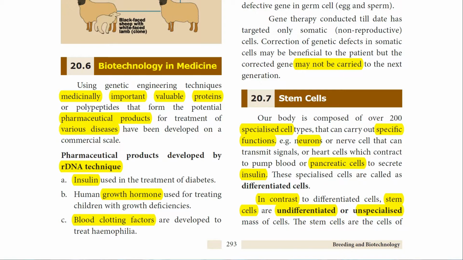Similarly, heart cells help us to pump the blood to every part of the body. Pancreatic cells secrete insulin. Like that, every special cell performs a specific function in our body, and so the specialized cells are differentiated cells. They are differentiated to carry out the specific function of our body. But in contrast to this, there are also some undifferentiated cells in our body, and they are termed stem cells. So stem cells are an undifferentiated, unspecialized mass of cells.